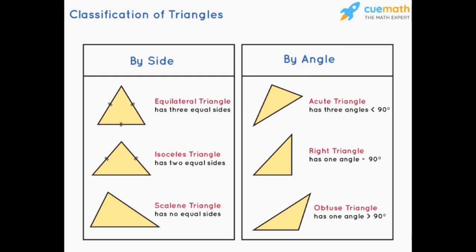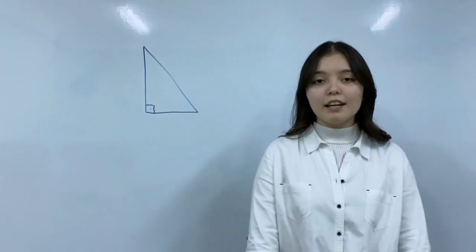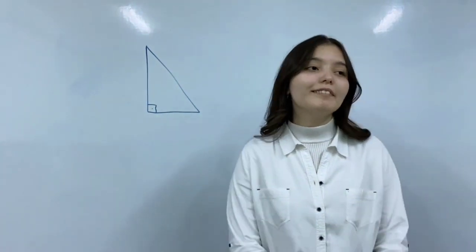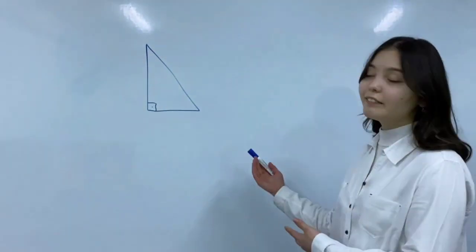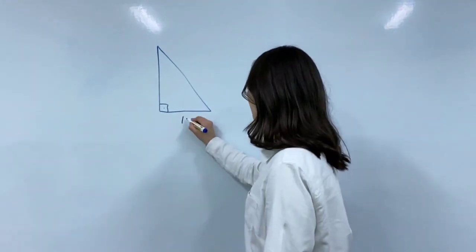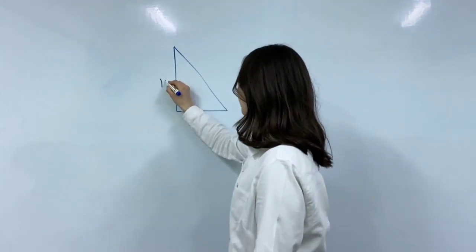By side it can be equilateral with 3 equal sides, isosceles with 2 equal sides, and scalene with no equal sides. By angle it can be acute, where all angles are less than 90 degrees. Also it can be a right triangle, where one angle equals 90 degrees, and obtuse, where one angle is more than 90 degrees. So in our first example, let's say that we have a right triangle with base 10 and height 12.